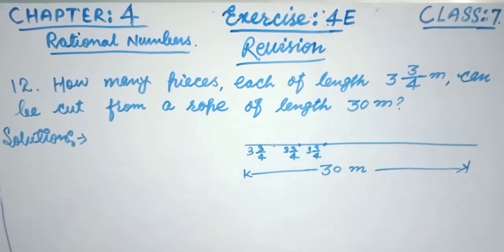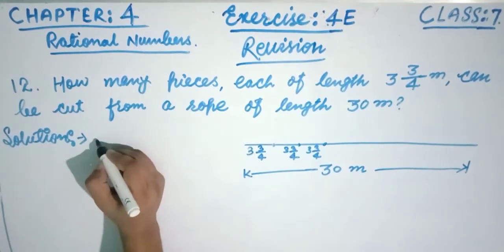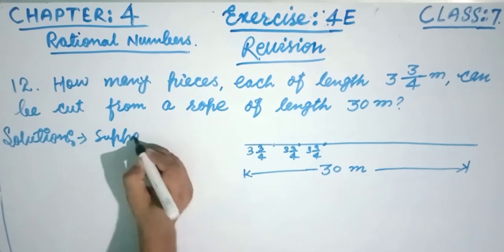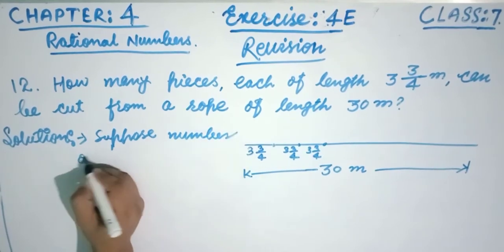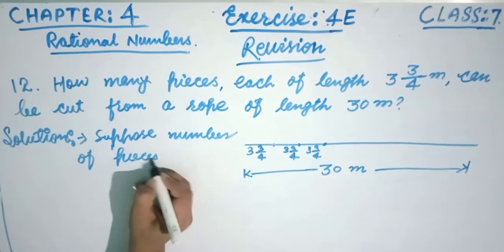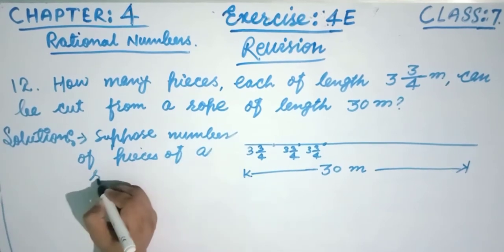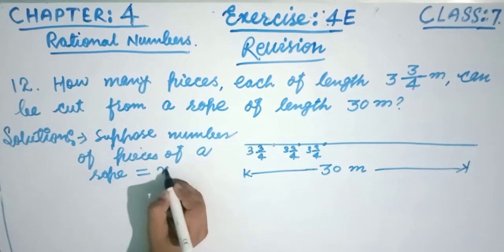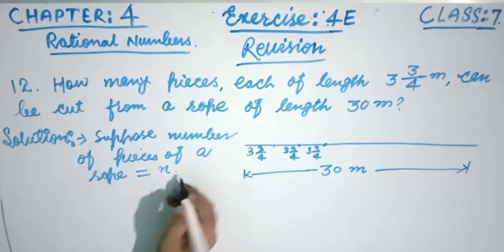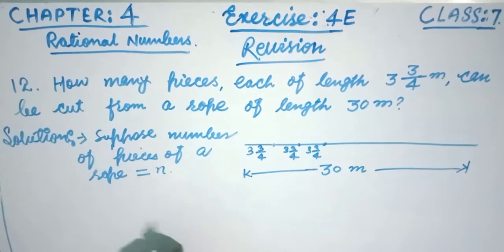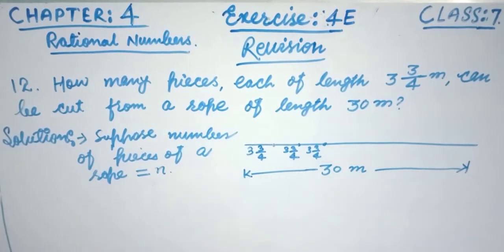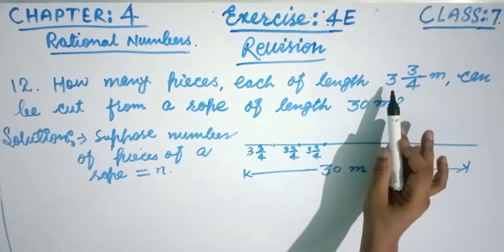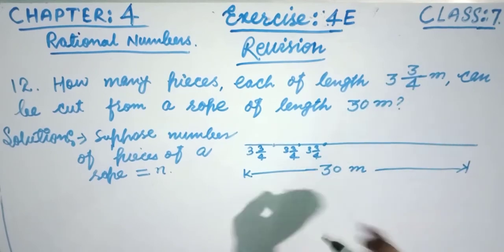But how many pieces? Suppose the number of pieces of a rope is x or n, maybe n or x, n for number. Now look at this, friends, we don't know how many pieces it is going to be cut into, but one thing we know is that each piece is 3 and 3 by 4.